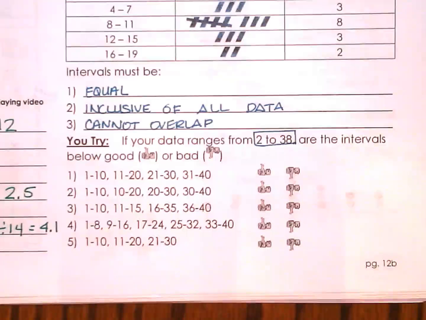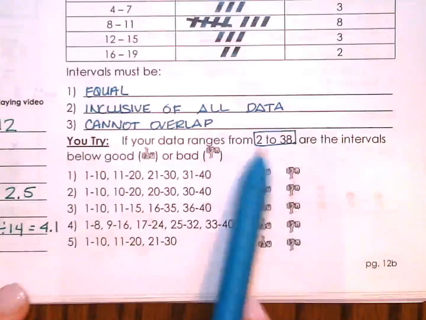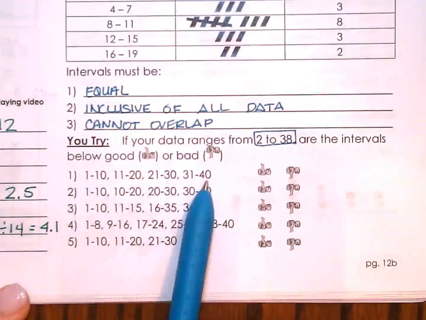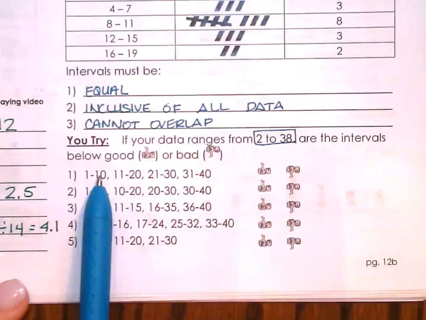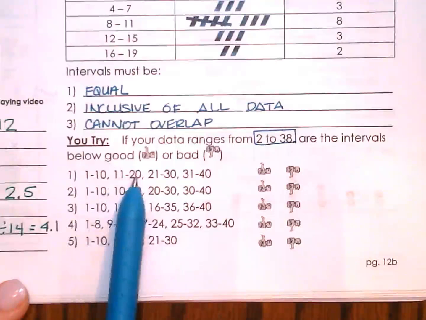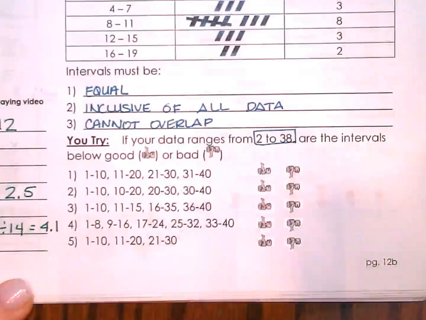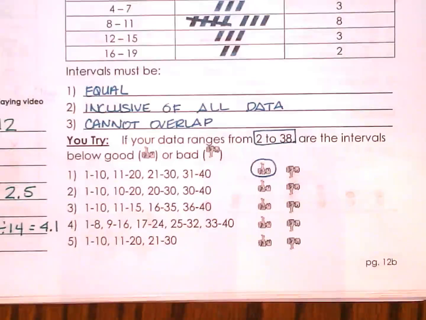Okay? Is it inclusive of all the data? Does it go all the way from 2 to 38? Well, since it starts at 1 and ends at 40, it is inclusive of all the data. And we notice that they don't overlap. It picks up from 10 to 11, from 20 to 21, from 30 to 31. So this is a good interval. We could use those to create the histograms we're going to do tomorrow.